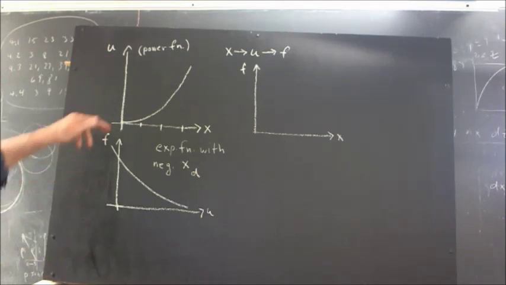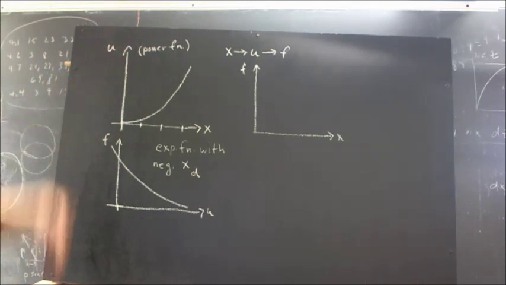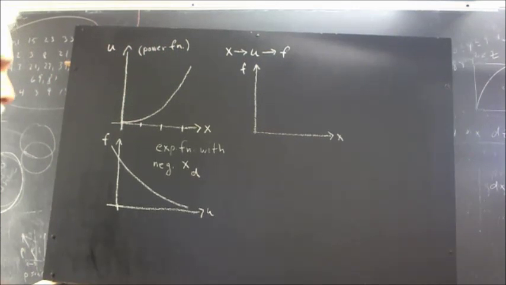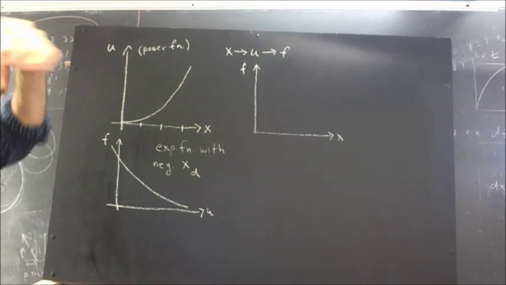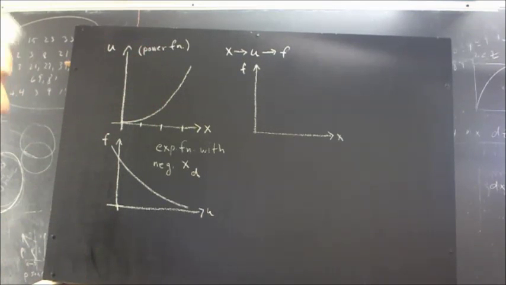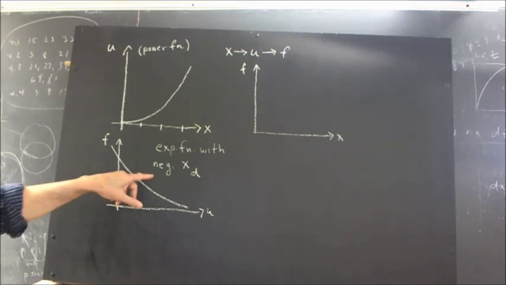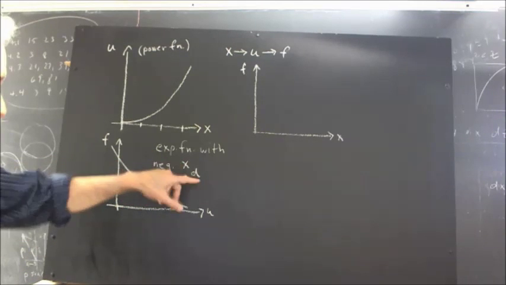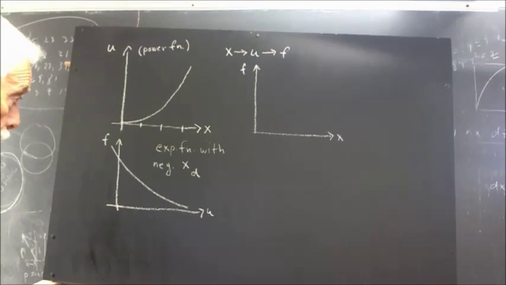Okay, here we have a graph of a power function, or at least I attempted to draw it as a power function. I didn't construct it all that carefully. It'll serve for illustration whether it's constructed correctly or not. And an exponential function with a negative value of its doubling, with a negative doubling displacement, okay?